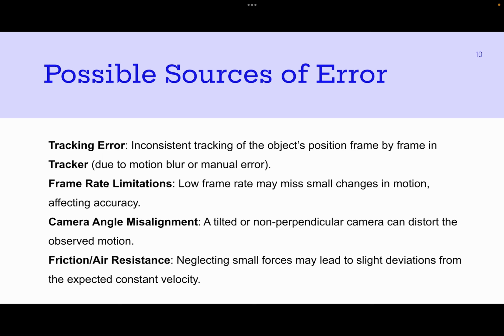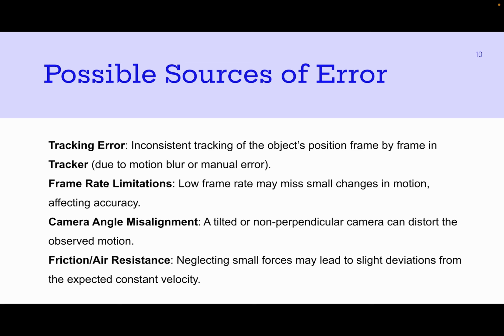And then possible sources of error. There could be a tracking error, which is inconsistent tracking of the object's motion, position frame by frame in Tracker, due to motion blur or manual error. So that could be the actual video not being held correctly the whole time, or me not putting the point when tracking it in the exact center of mass each time. Frame rate limitations: a low frame rate could miss small changes in motion, affecting accuracy. This could be due to my phone not being of best quality.